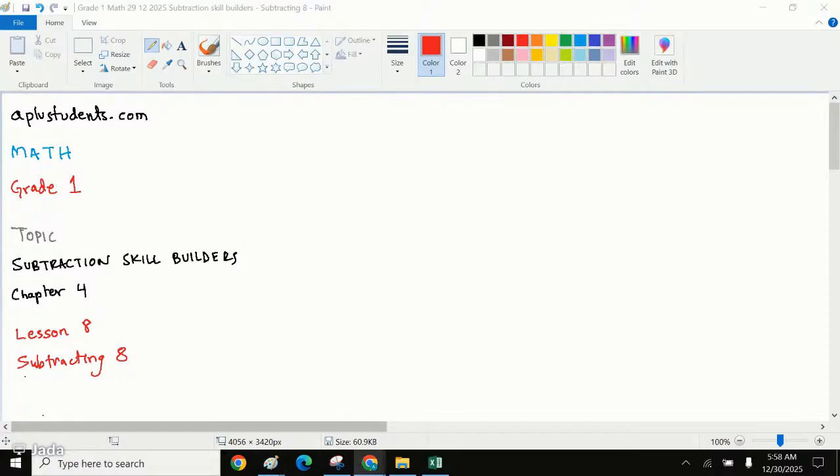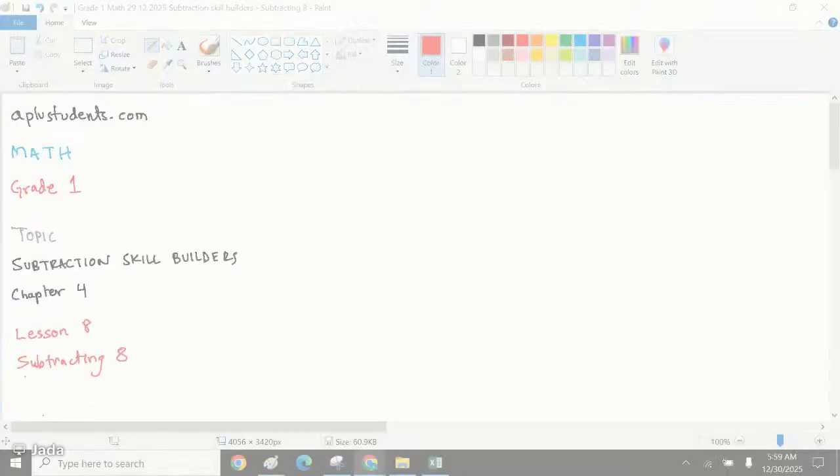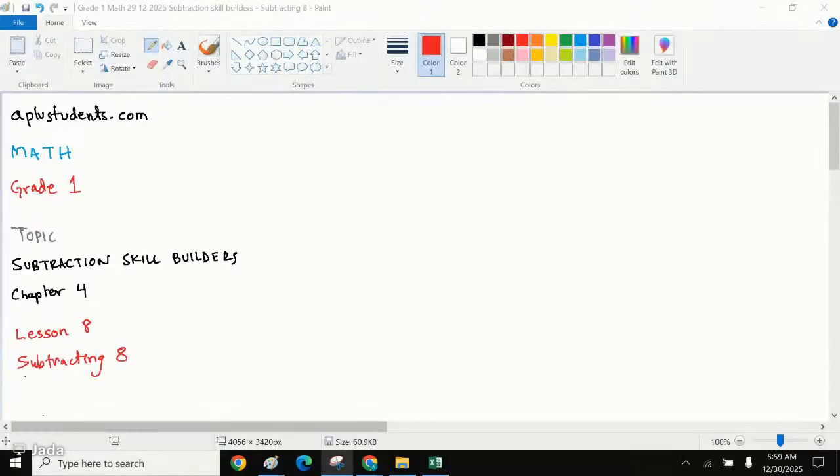Okay, so let's look at the first question. Chapter 4, lesson 8, grade 1. So I click on the maths, grade 1, subtraction skill builder, chapter 4, and lesson number 8. The first question that we have on our screen is, I'll just copy the question so that we have it for reference.